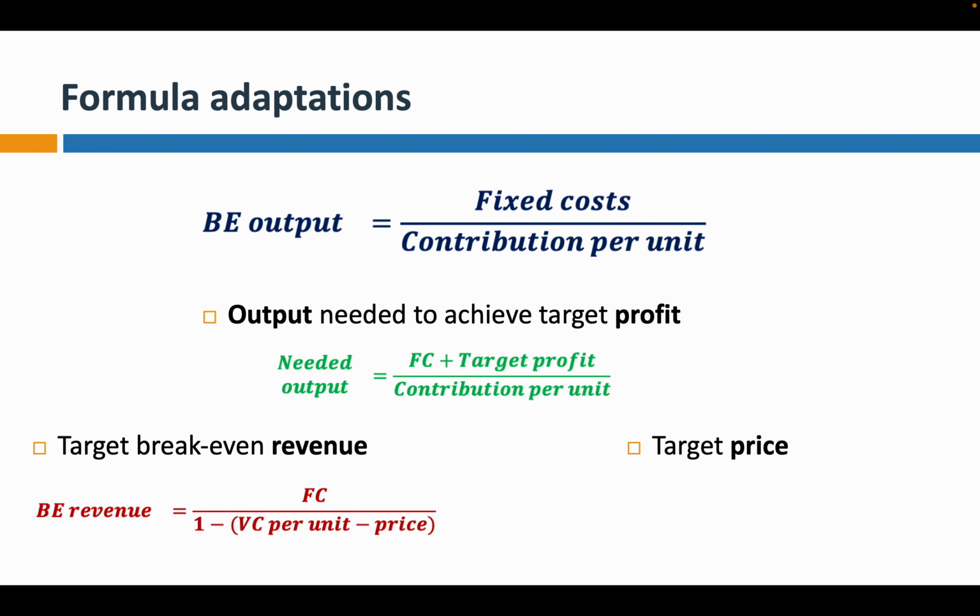Then the target price formula would be break-even level price equaling variable cost per unit plus fixed cost divided by production output. You can try to get there, for example, from the original formula. Try to rearrange it yourself just for practice, to make sure that you understand how we got there. It might be a good way to practice some math skills.